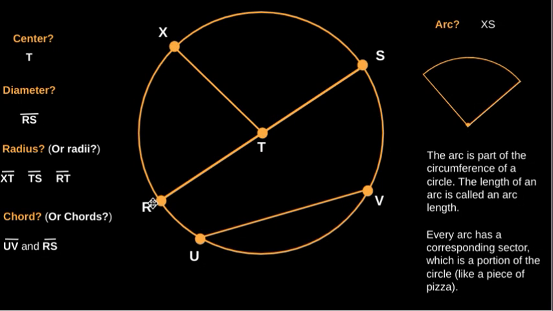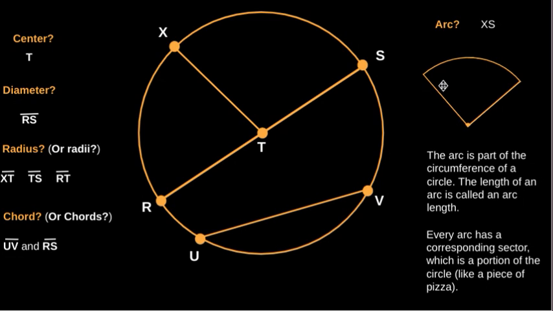A radius is a line segment that moves from the center of a circle, T, to any point on the circle. And then a chord is any line segment that divides the circle into two. So UV is a chord, and RS is also a chord. That's the diameter, RS. The diameter is the longest chord of any circle.